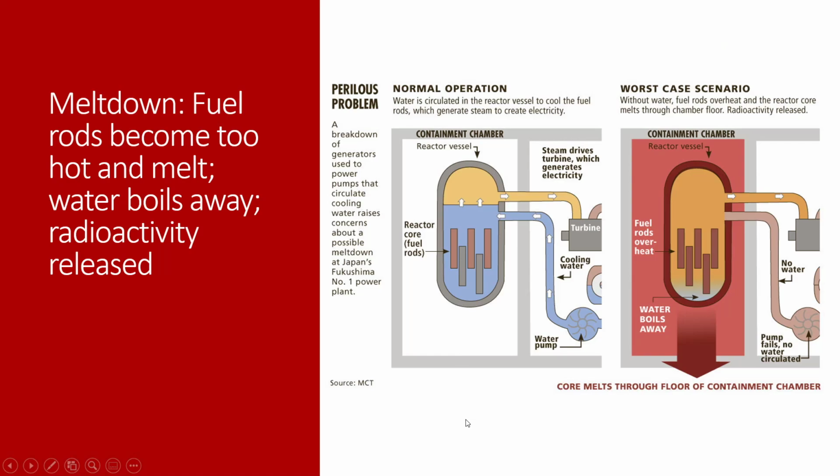So when a meltdown happens, the fuel rods are too hot and they melt, which boils away the water because the temperature becomes too high, and radioactivity is then released. So in a normal operation, you get this to happen. In a worst case scenario, without any water, the fuel rods will overheat, and the bottom of the fuel chamber will melt through the floor. The core will then release, and you have a massive, massive problem.